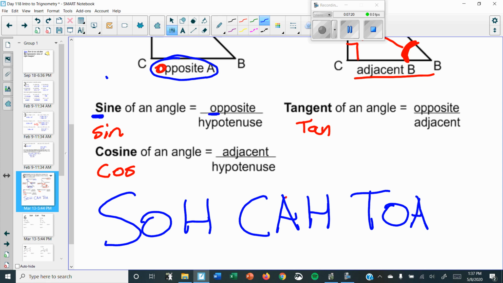Sine is the opposite divided by the hypotenuse. Cosine is the adjacent divided by the hypotenuse. And tangent is the opposite divided by adjacent. Again, if you ask your parents and say, have you ever heard of Sohcahtoa? Most of them will say, oh yeah, I remember that. I don't remember what it was for, but yes, Sohcahtoa, it's very famous, okay?